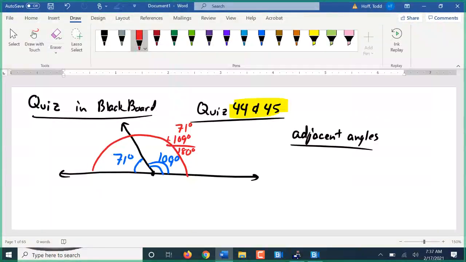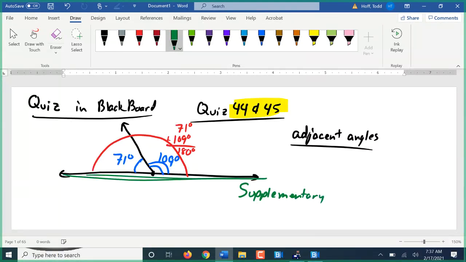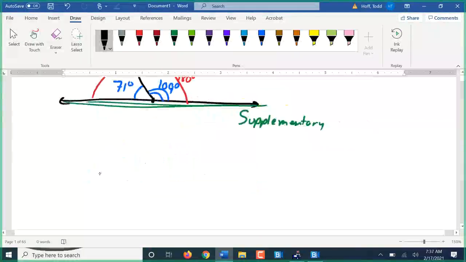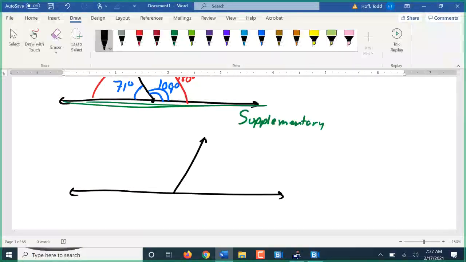Now, of course, this is another special relationship when we have two angles that add up to 180 degrees. They are called, do I remember the word? Supplementary. What if we have angles that are supplementary? One of the angles is given as 112 degrees, 41 minutes. I want to find the other angle.